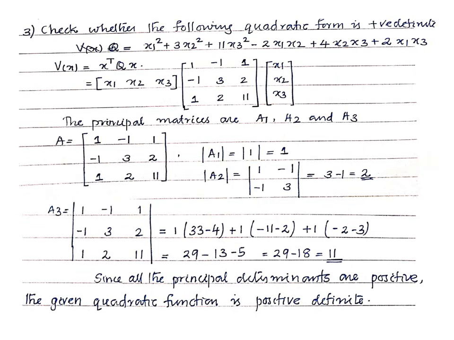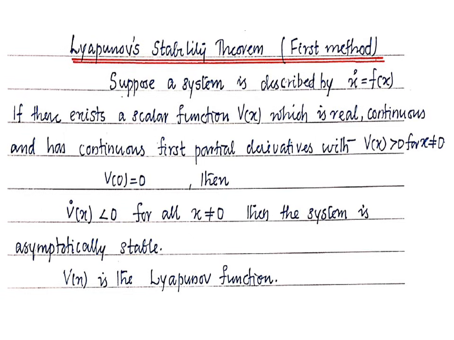Next, we can check the third question, which is also the same as the previous questions. The given V(x) is shown in the figure. Then we have to form A. From A, we form the minor matrices A1, A2 and A3. Then taking the determinants of A1, A2 and A3, all these values are positive. Then we can say that the given quadratic function is a positive definite function.